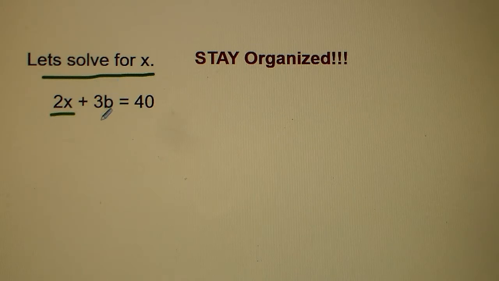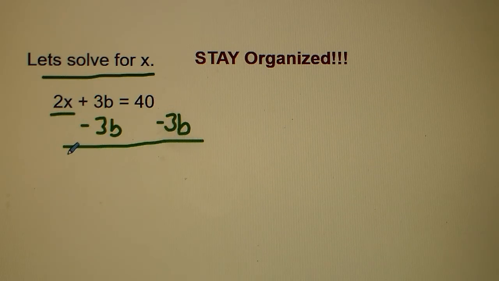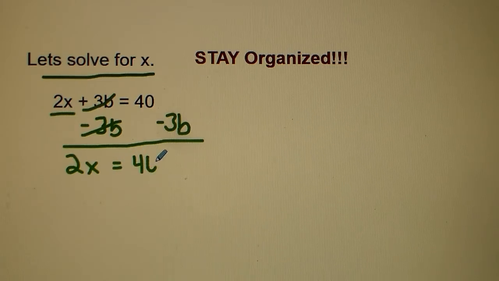So the opposite of plus 3b is minus 3b. Now I don't put that minus 3b underneath the 40 because they're different terms. They're not alike terms. So I put it just on the right hand side because there's nothing else to subtract from. So we carry down the 2x. The positive 3b and the negative 3b cancel out. It equals 40 minus 3b. So I just move that 3b to the other side.